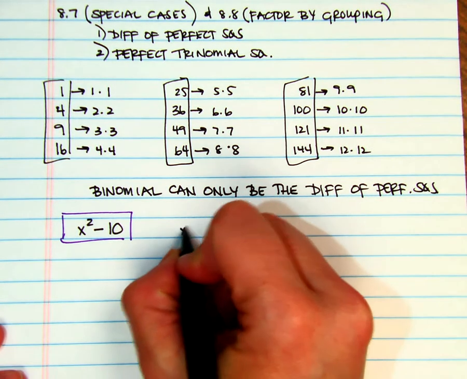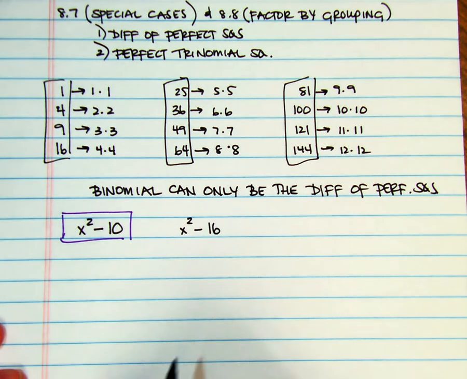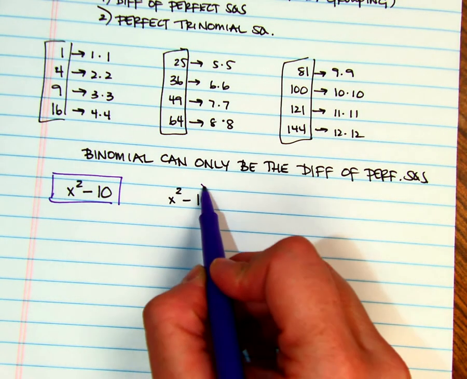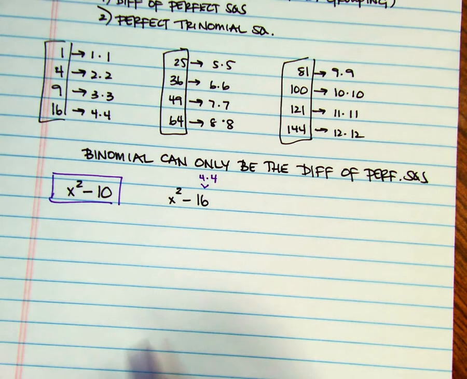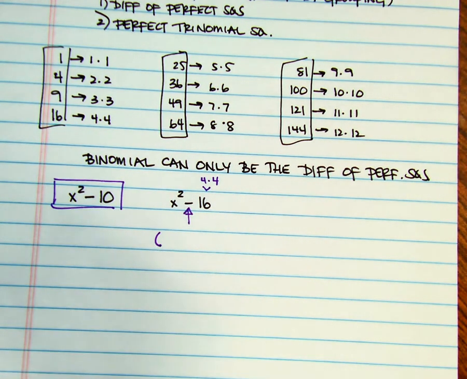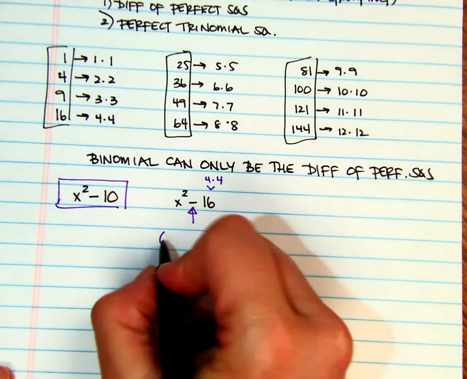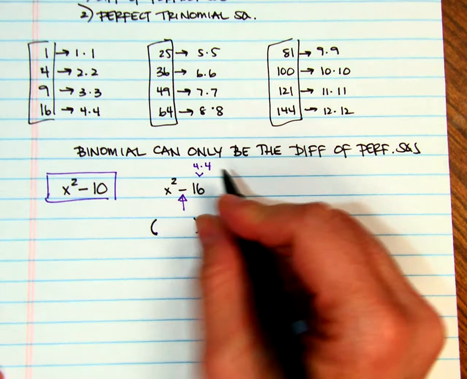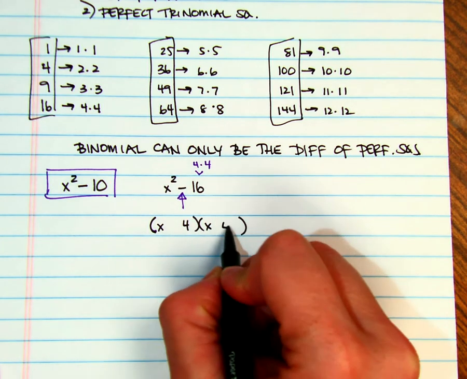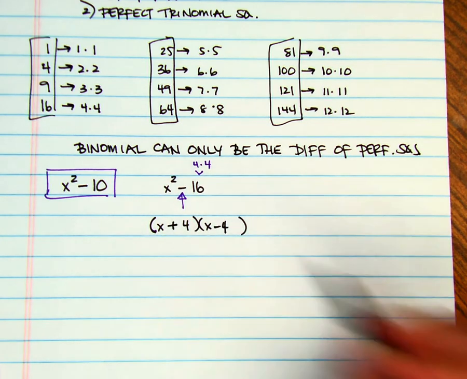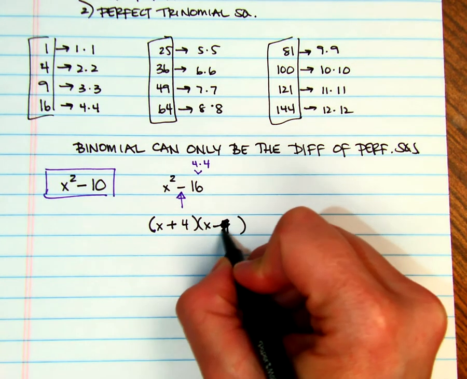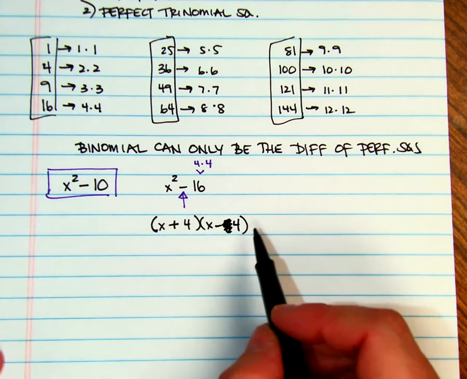But if I change it to x squared minus 16, x squared has an even exponent. 16 is 4 times 4, and it is the difference. So that means it will factor into two binomials. Take your x squared, gives you x and x. 16 is 4 and 4, and it has to be a plus and a minus. So x plus 4, x minus 4.